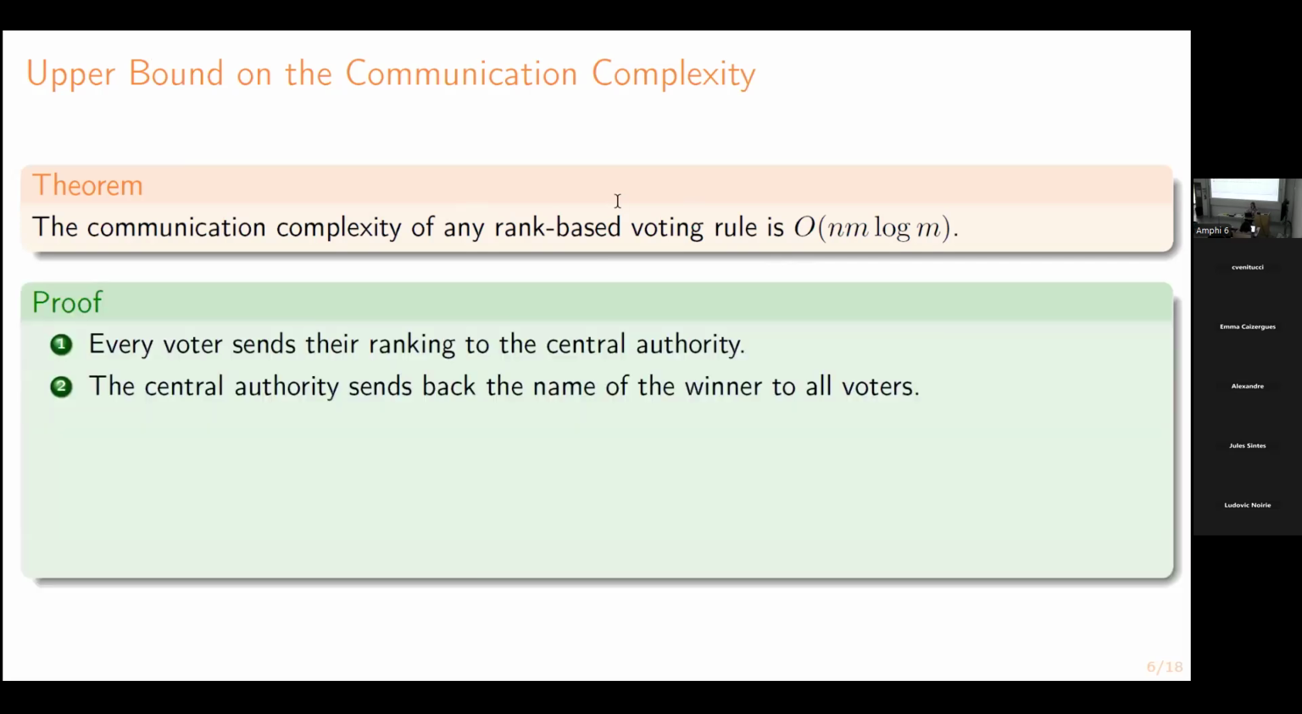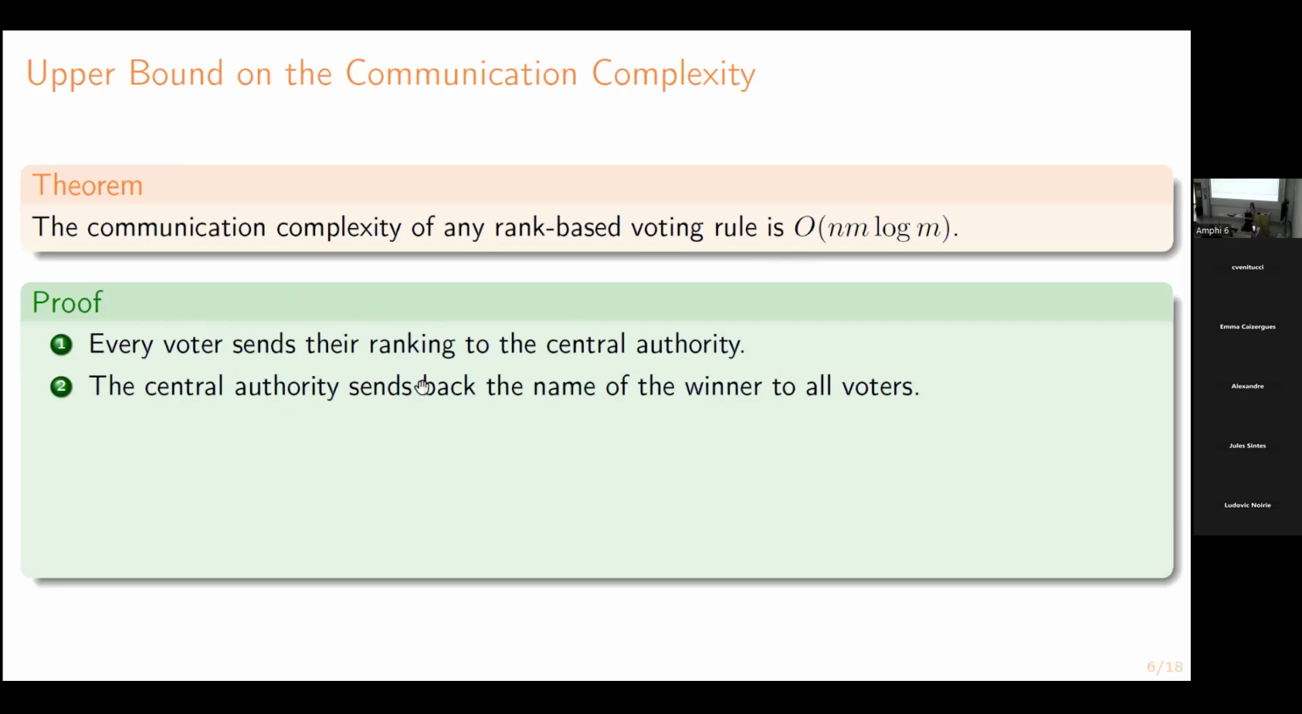So the communication protocol is as follows. Every voter sends their ranking to the central authority, and then the central authority sends back the name of the winner to all voters. And in this, again, you don't take into account the actions that the central authority may do to elect the winner. You just consider the communication, so you just consider this and the sending back to the voters.